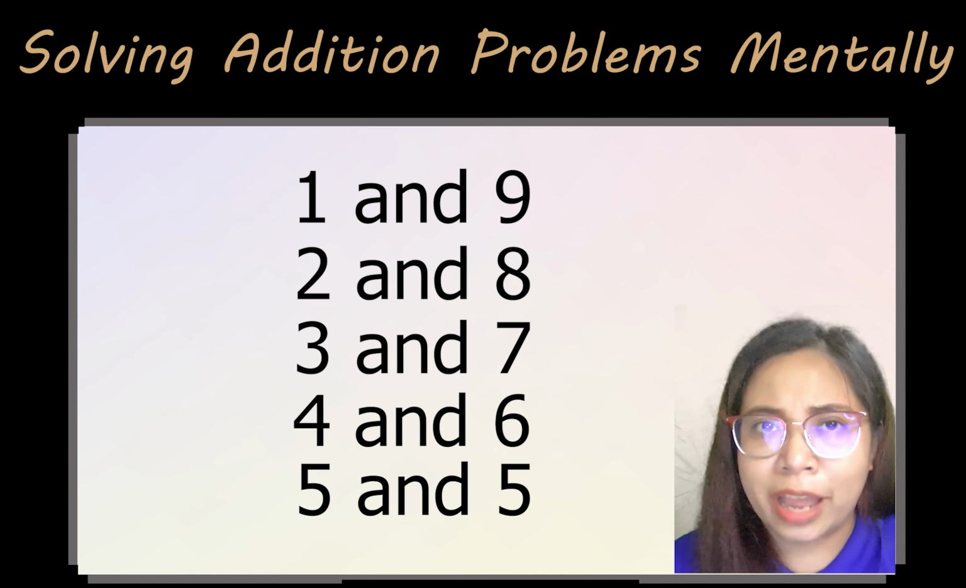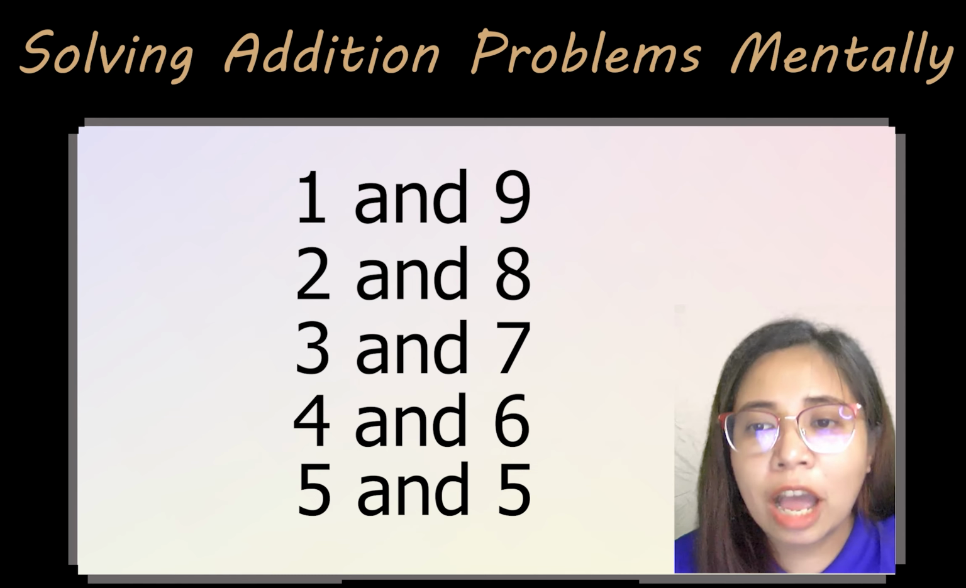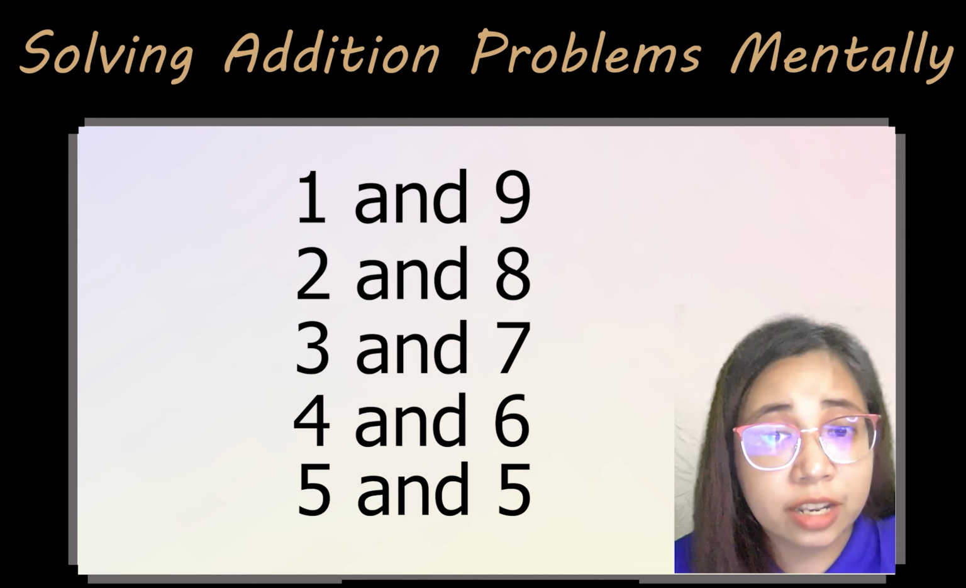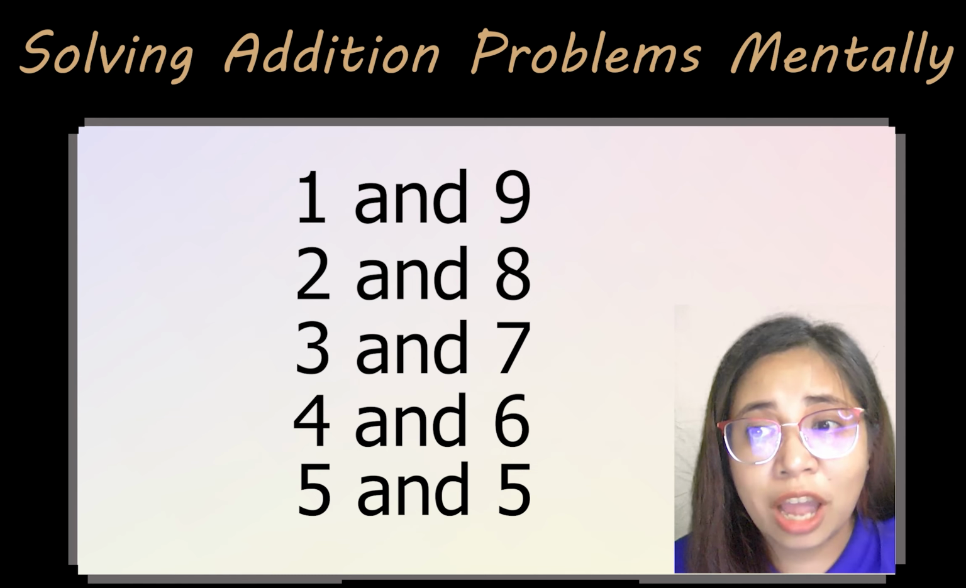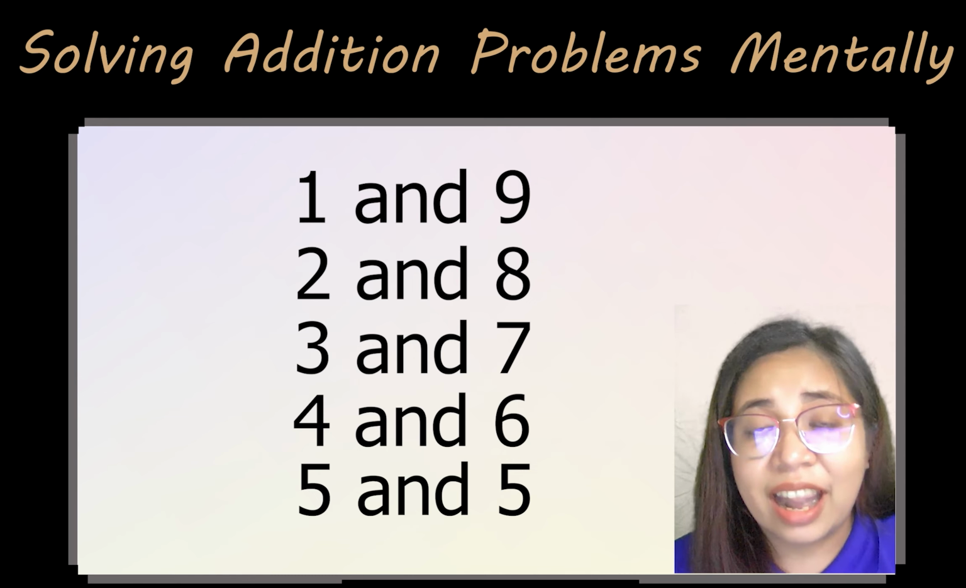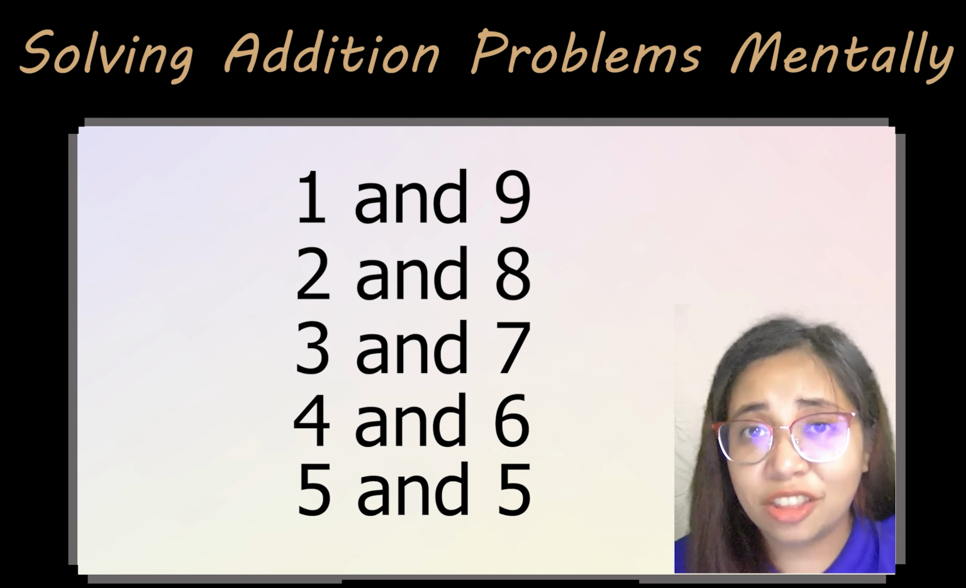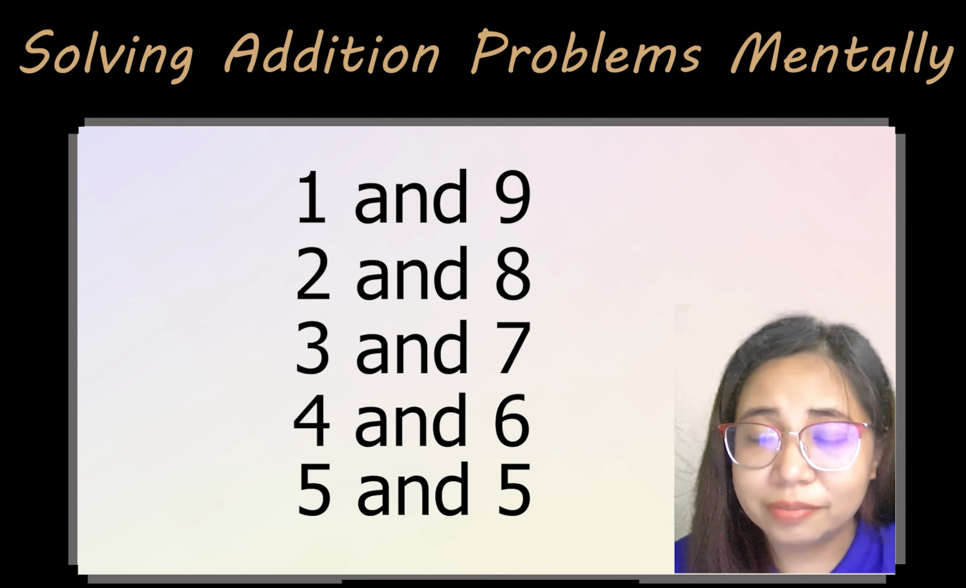So bakit sila importante? Kasi alam natin na kapag ang numbers ay equal sa 10, divisible sa 10, o nagtatapos sa 0, ay mas madali siya i-add. Like 10, 20, 30, 40, 50.